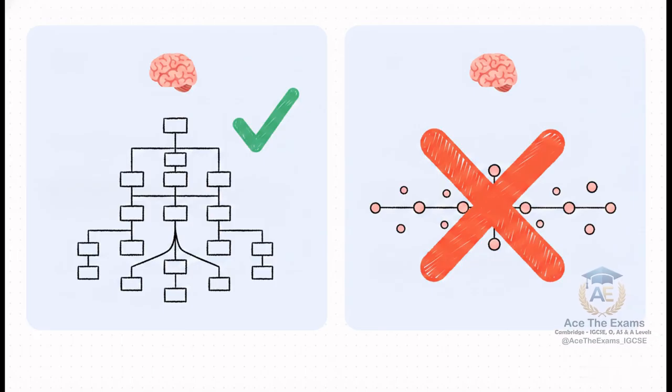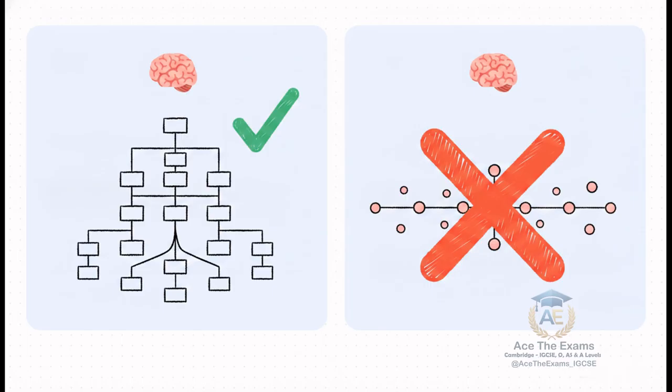Remember our student Alex? If you just list 10 surface-level facts about expert systems, that's superficial breadth. The examiner doesn't want that. They want depth. They want you to use frameworks like PEEL, point, evidence, explanation, link, to take 2 or 3 key advantages or disadvantages and rigorously analyze them within the context of the specific question.